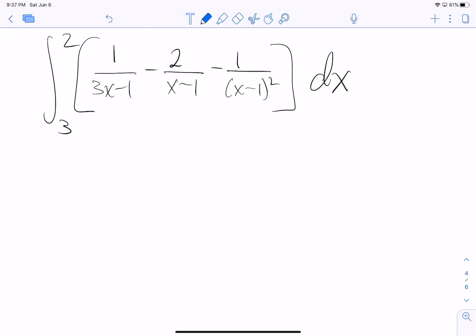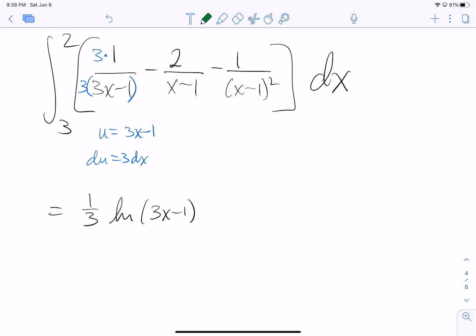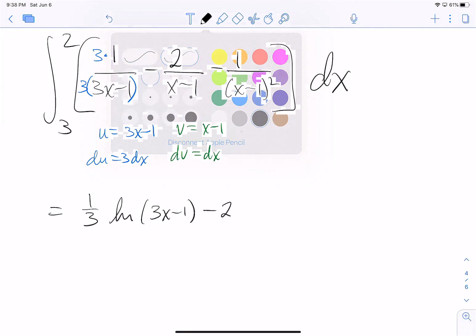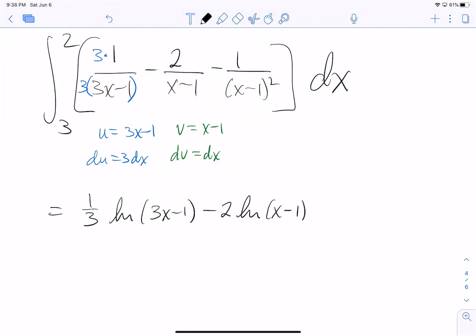Now for the first fraction, 1 over 3x minus 1, if we let u equal 3x minus 1, then du is equal to 3 dx. So we need to multiply and divide that fraction by 3. That term will integrate to 1/3 times the natural log of 3x minus 1. For the second denominator, if we were to let, say, v equal x minus 1, then dv would be dx. Everything is fine, and so negative 2 over the quantity of x minus 1 will integrate to negative 2 times the natural log of the quantity of x minus 1.